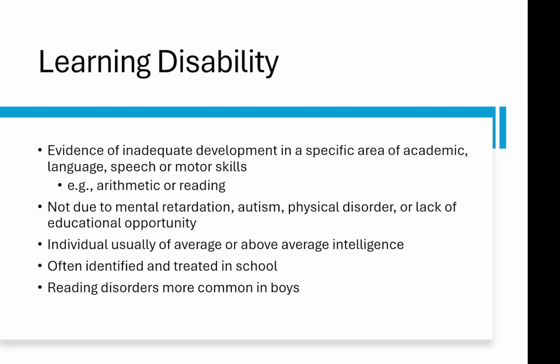If an individual has an intellectual disability, secondary learning disabilities are not typically considered. However, if the individual has a higher IQ and is still struggling in specific academic areas, then perhaps we will look into learning disabilities. People with learning disabilities usually have average to above average intelligence as measured by standardized tests. These disorders are often identified and addressed in schools.